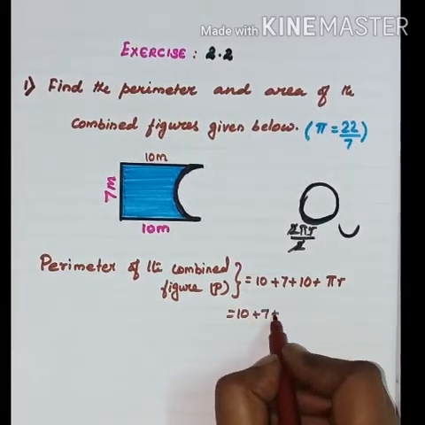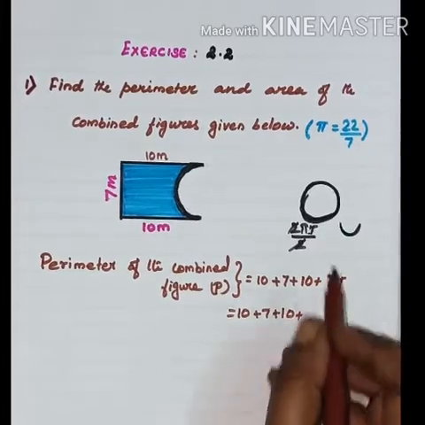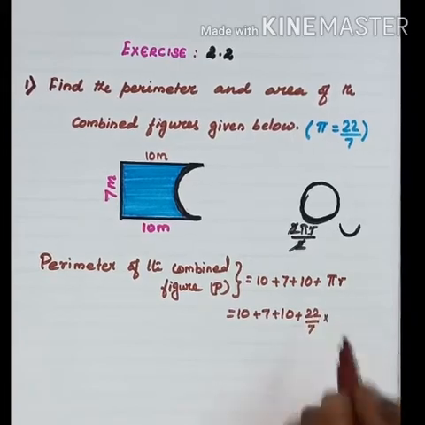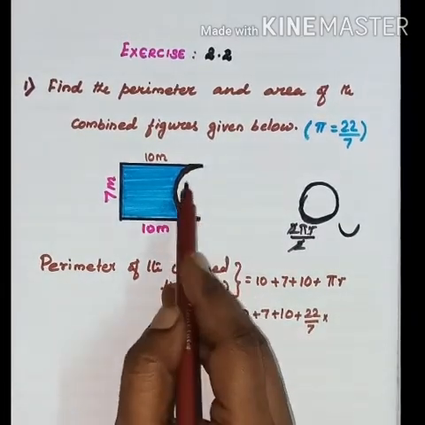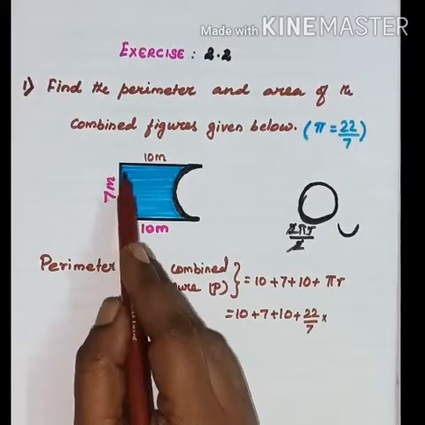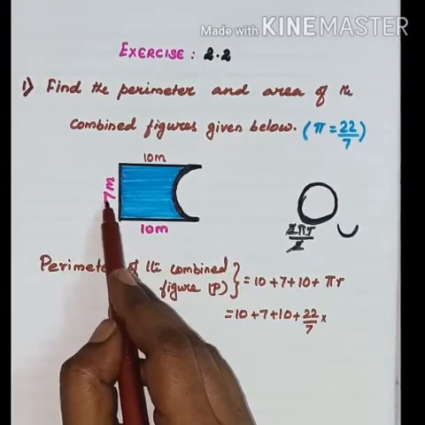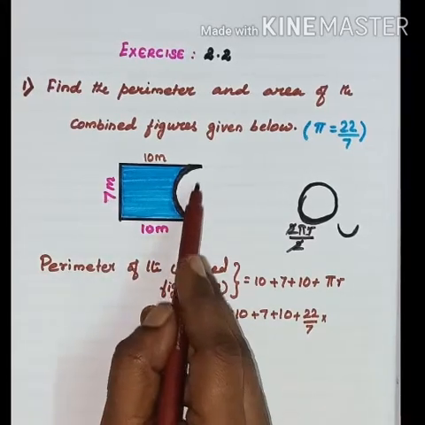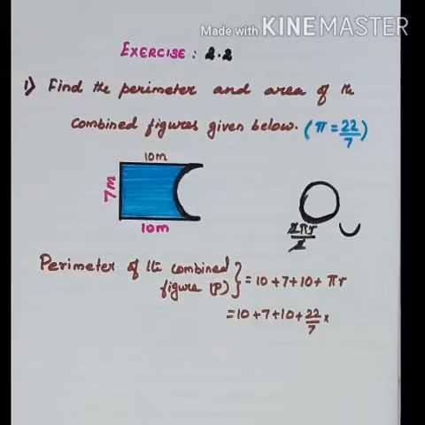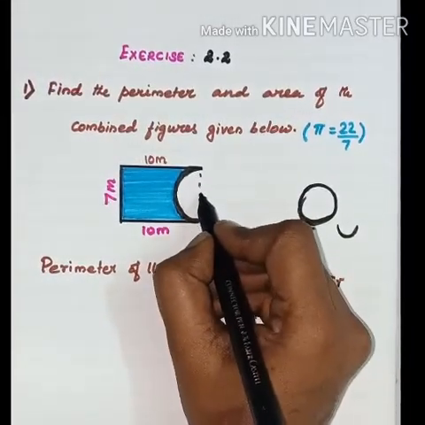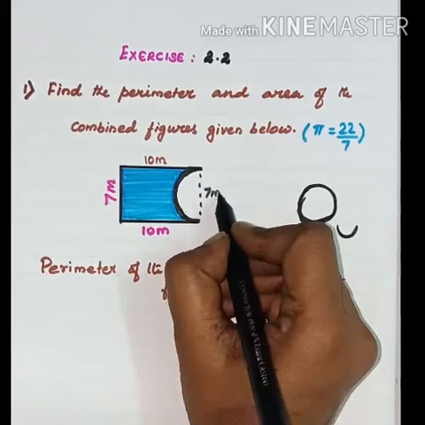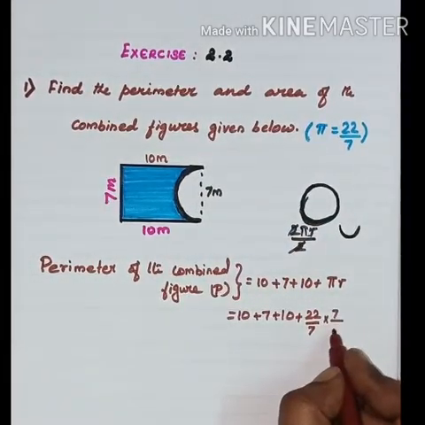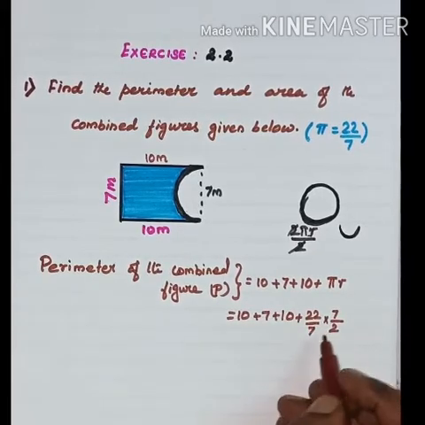Ten plus 7 plus 10 plus pi, where the value of pi is given as 22/7, into r. Here the breadth of the rectangle is 7. Half of the 7 will be the radius of the semicircle. See, this full length will be 7. Half of this will be 7 by 2. That is, the radius is 7 by 2.